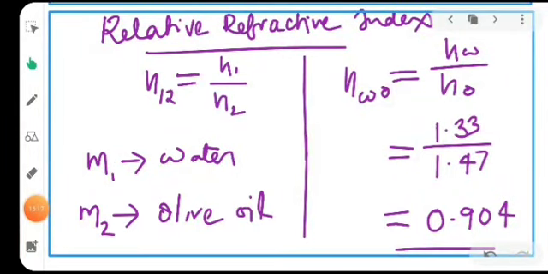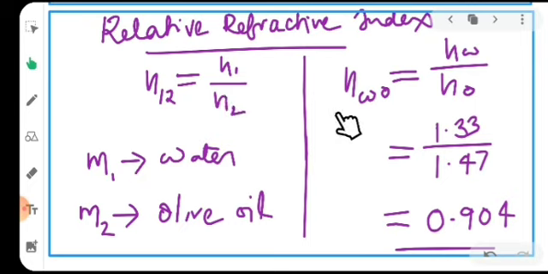So moving on to find the relative refractive indexes. Let me call water as medium 1 and olive oil as medium 2. Then the relative refractive index of medium 1 with respect to medium 2 is given by N1 over N2. So N1 comes first, so 1 is in the numerator, and 2 comes second, that means N2 in the denominator.